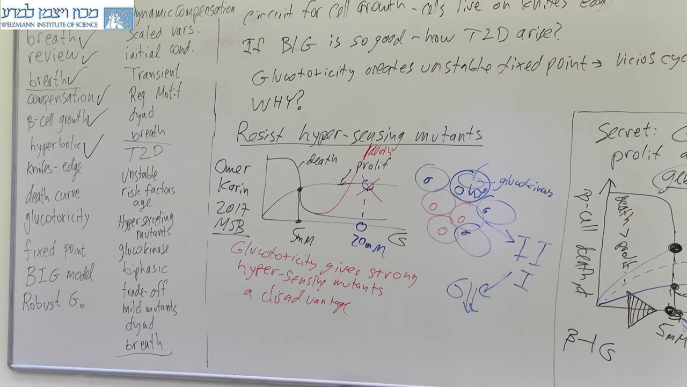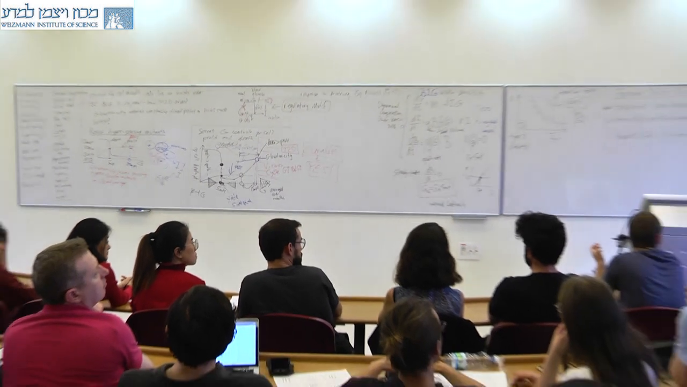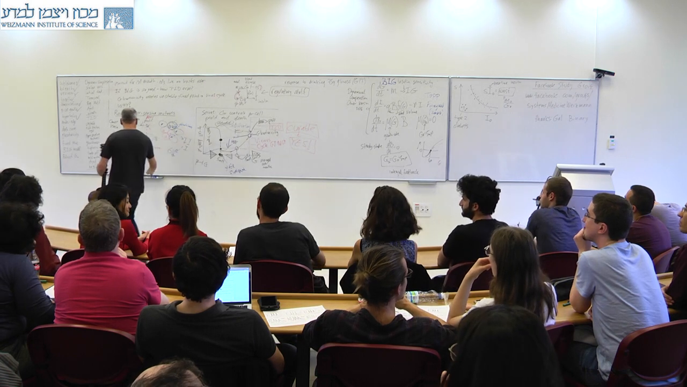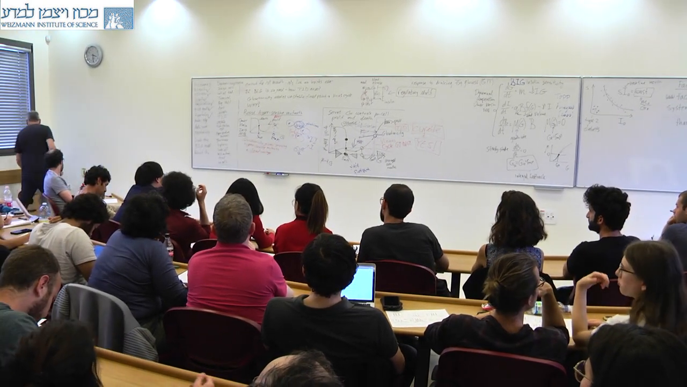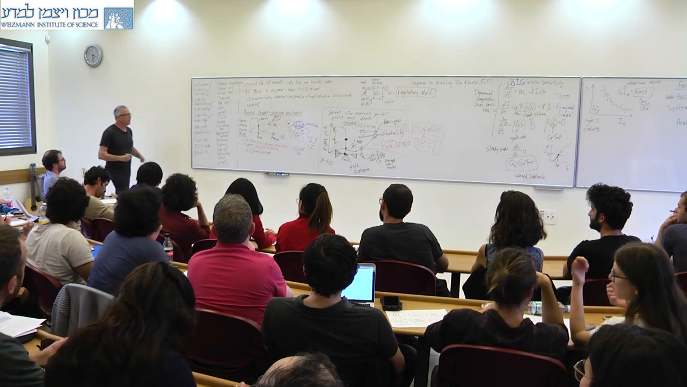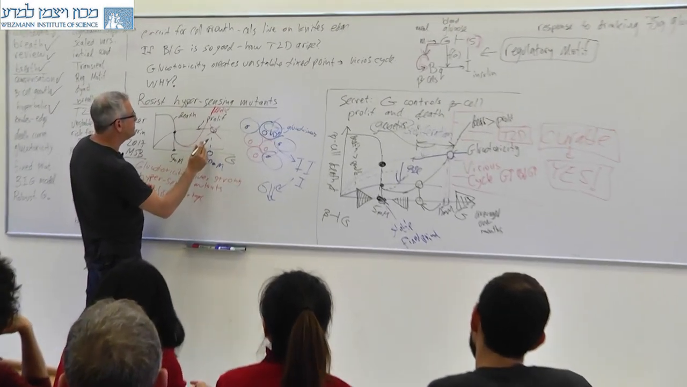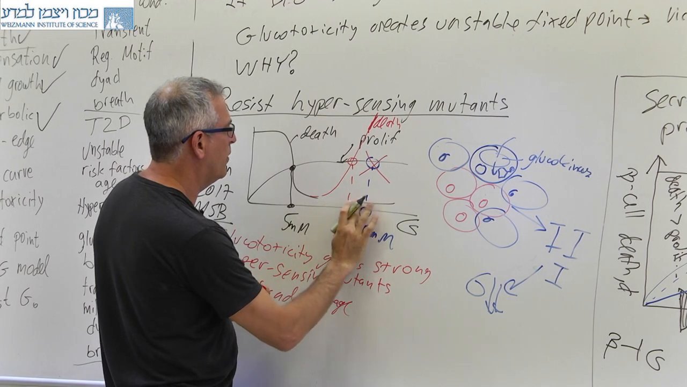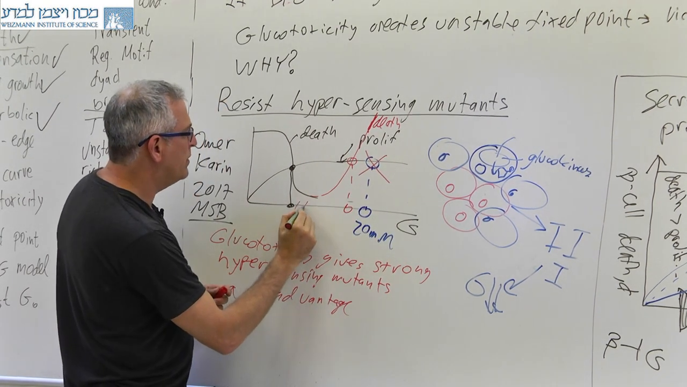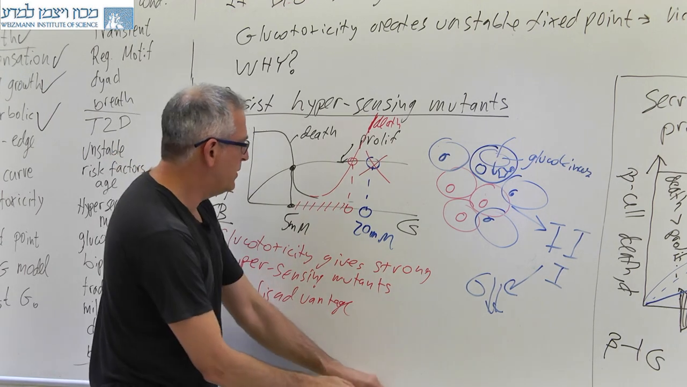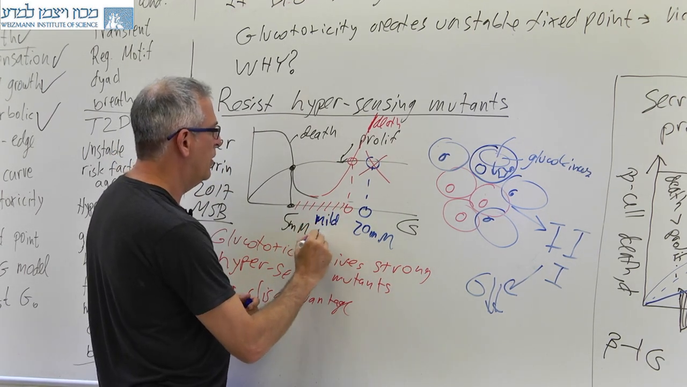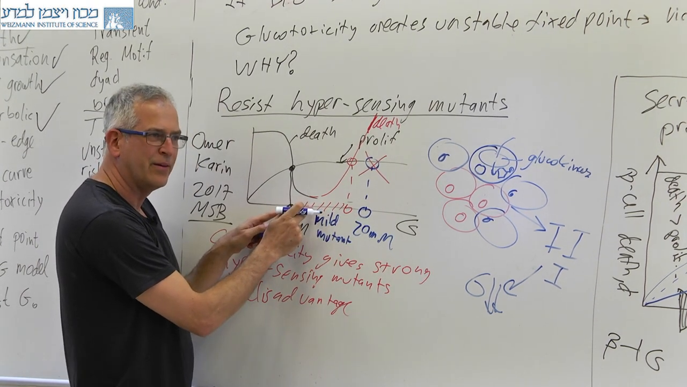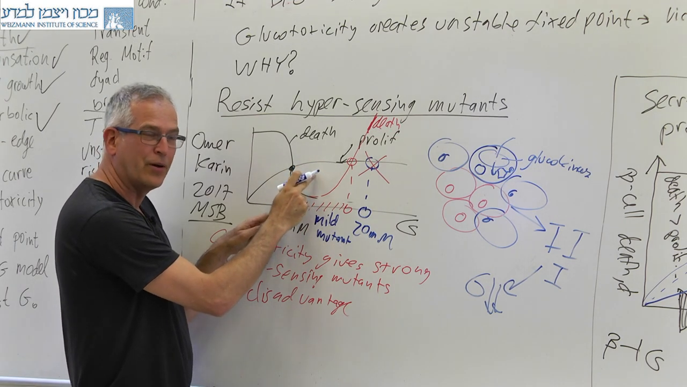It seems that it's way more common to have mutations that don't sense 20 millimolar, but like 10 millimolar. Yes. And then they're still at this point. So yeah, what about them? Before I say something, your question is, so this is our unstable fixed point. What about all these mutants? So mild mutants. What I mean is, it's 5 millimolar, but they don't think it's 20, they think it's 10. What about them? They're going to grow and cause a problem, right?